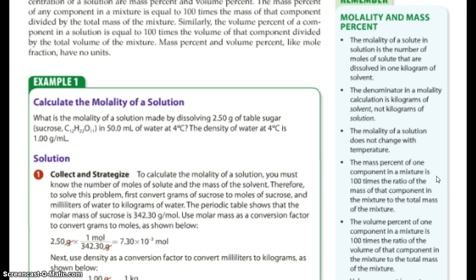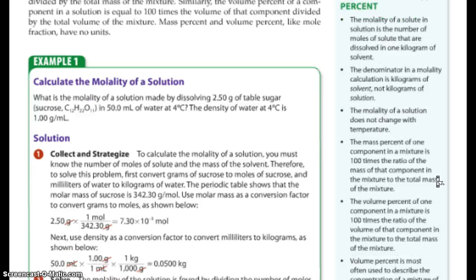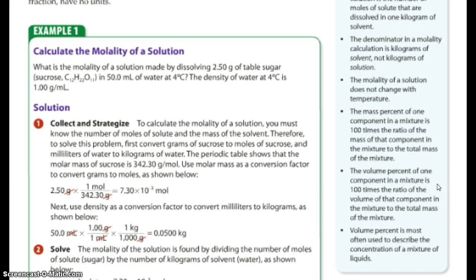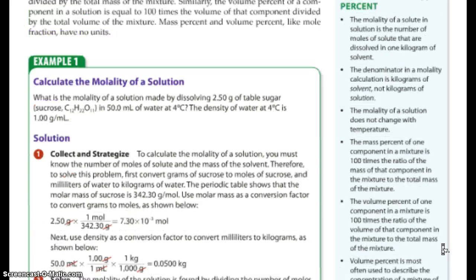The mass percent of one component in a mixture is 100 times the ratio of the mass of that component in the mixture to the total mass of the mixture. The volume percent of one component in a mixture is 100 times the ratio of the volume of the component in the mixture to the total volume of the mixture. In other words, to make it a percent, you times by 100. Volume percent is most often used to describe the concentration of a mixture of liquids.